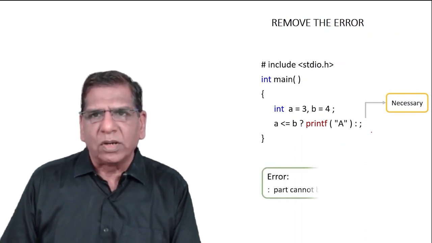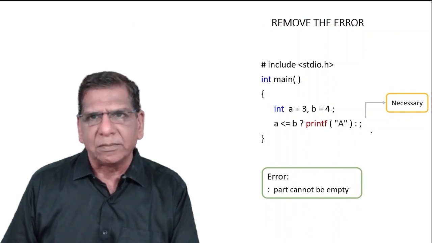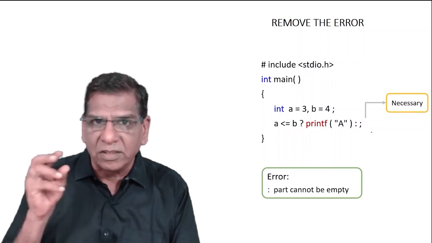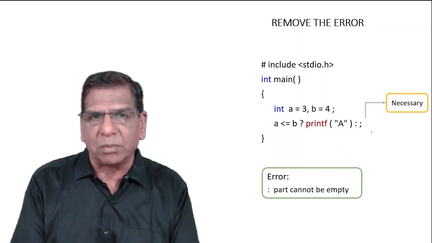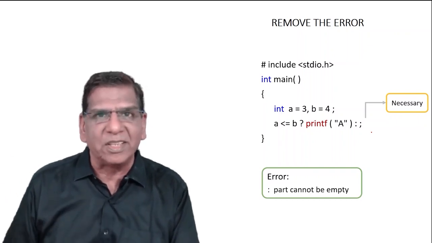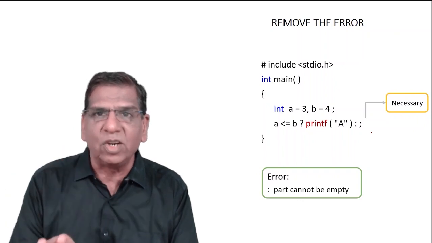Now when I try to compile this, again it becomes an error. Colon is certainly necessary because colon, we said, will be necessary anytime we use question mark. However, one more rule is that colon block cannot be empty. There has to be something present there. Because it's a ternary operator, it would need 3 operands.